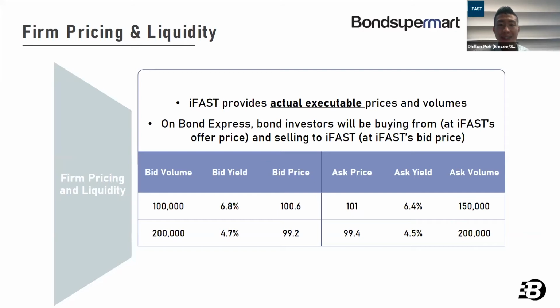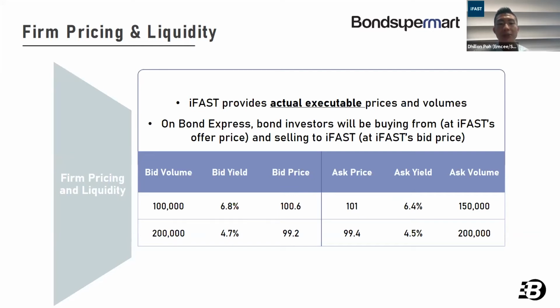So it's always indicative. But what we provide over here is actual executable prices and volumes, because what we do on Bond Express is we actually buy the bonds, the wholesale lot size, first, we hold it on our own inventories, and then we list it out to our own clients at specific prices. So you see all these bid yields, bid price, ask price, yields, and all that, they're actually updated on a daily basis. And the price you see over here is exactly what you get.